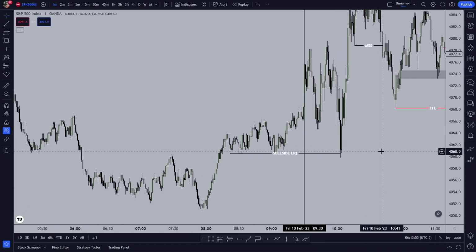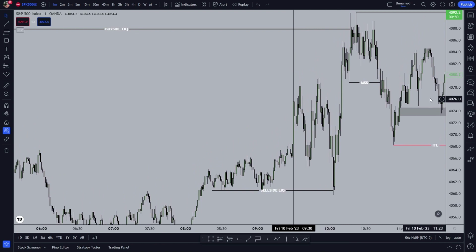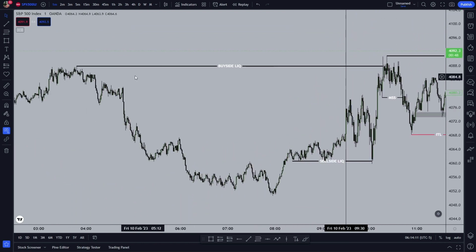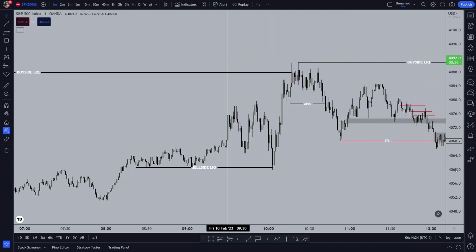And then you can see the price was seeking liquidity. So there were relative equal lows right over here. What's below the relative equal lows is sell side liquidity. So price takes the sell side liquidity and then shoots to the upside and takes the previous day's high. So what's at the previous day's high? It's buy side liquidity, right? So price takes the buy side liquidity, and after that it gives the market structure shift.